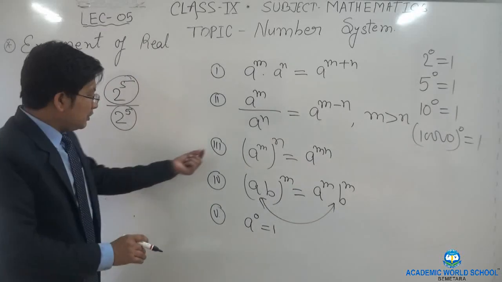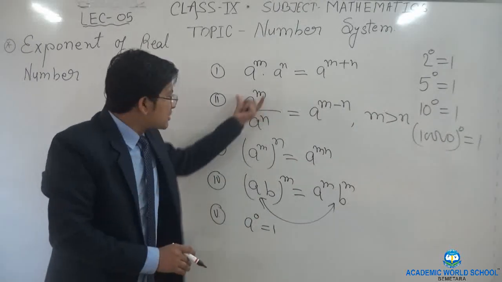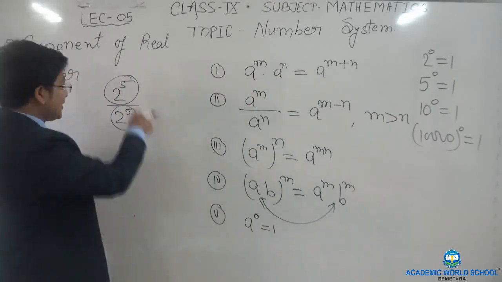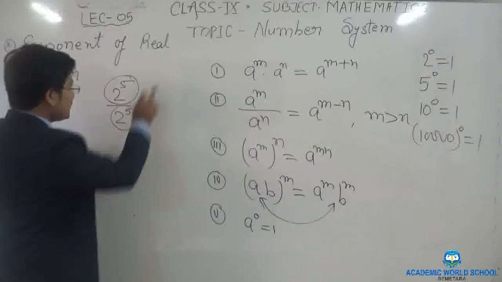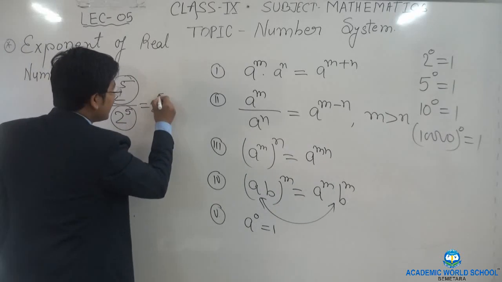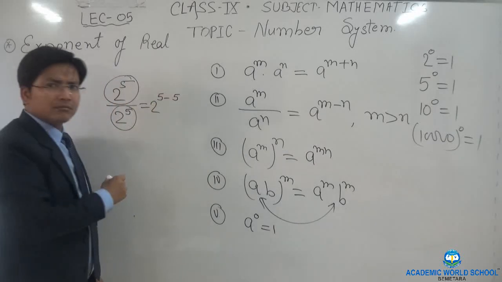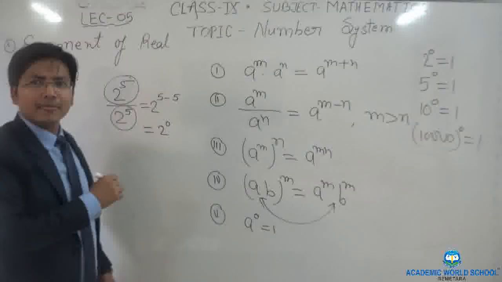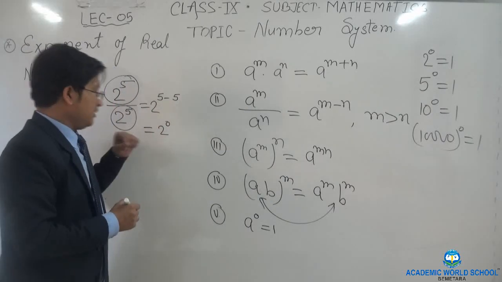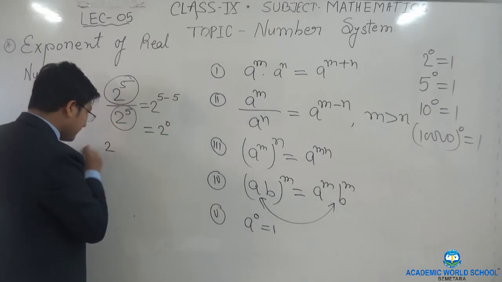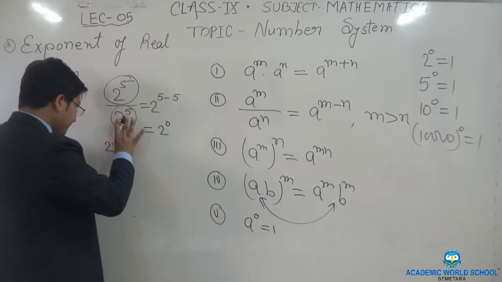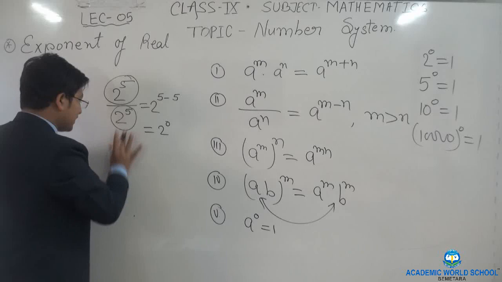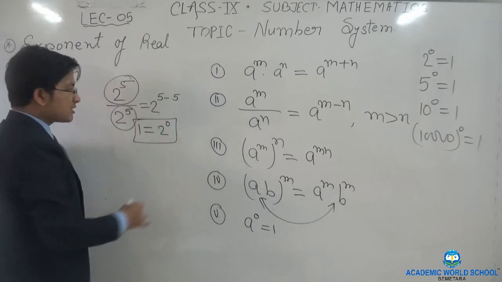And right now we have gone through this law of exponent. I am going to apply this law of exponent here. So it will be 2 to the power 5 minus 5. And this will be 2 to the power 0. Okay, this is 2 to the power 0. Now if I write 2 to the power 5 divided by 2 to the power 5, since this is same item divided by same item, same item divided by same item is equal to what? 1. So that is why 2 to the power 0 is equal to 1.